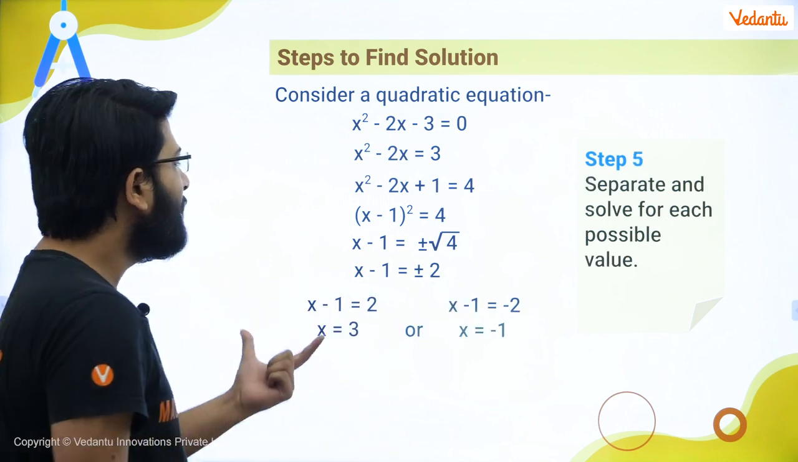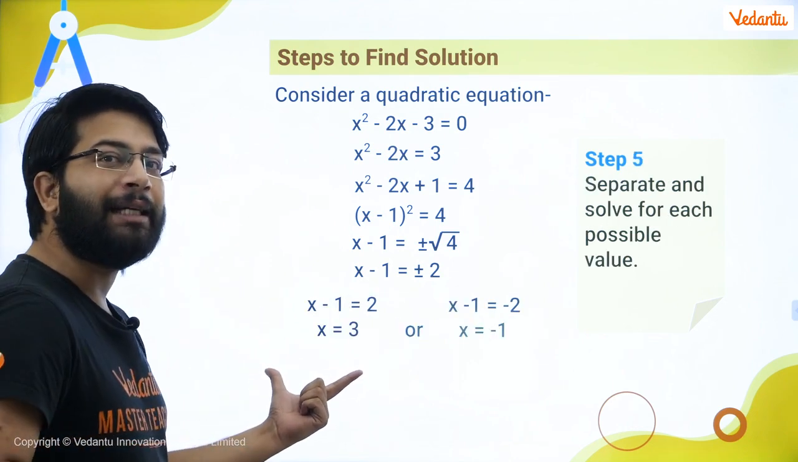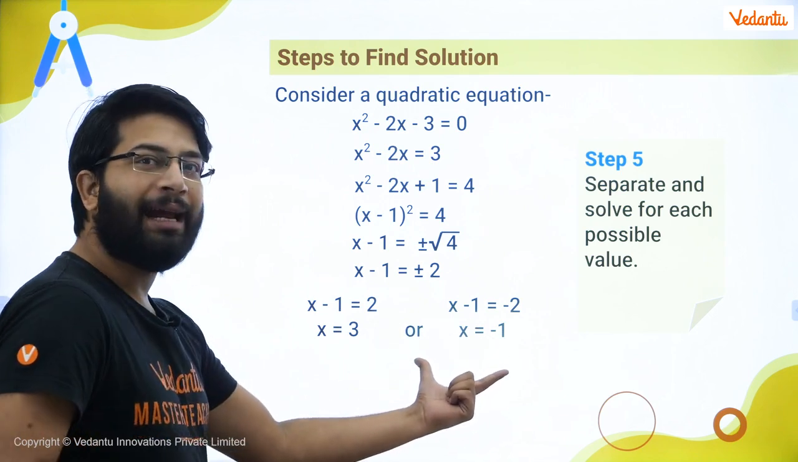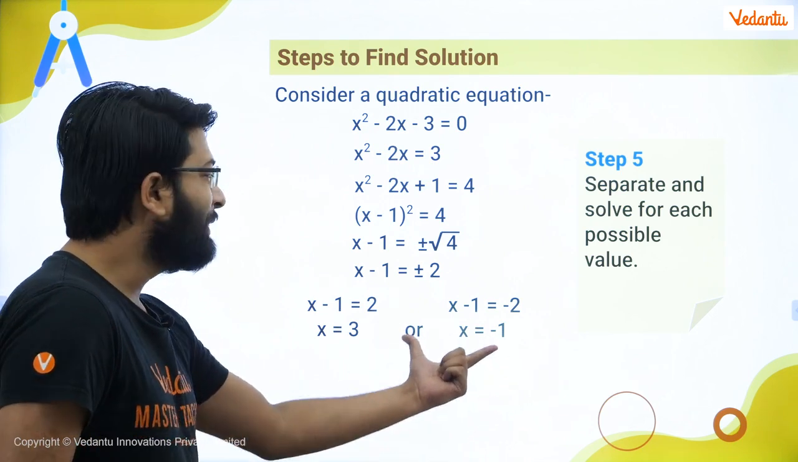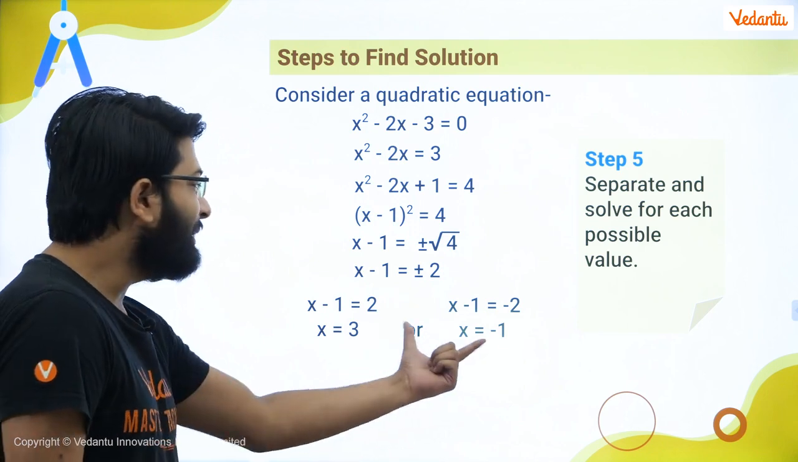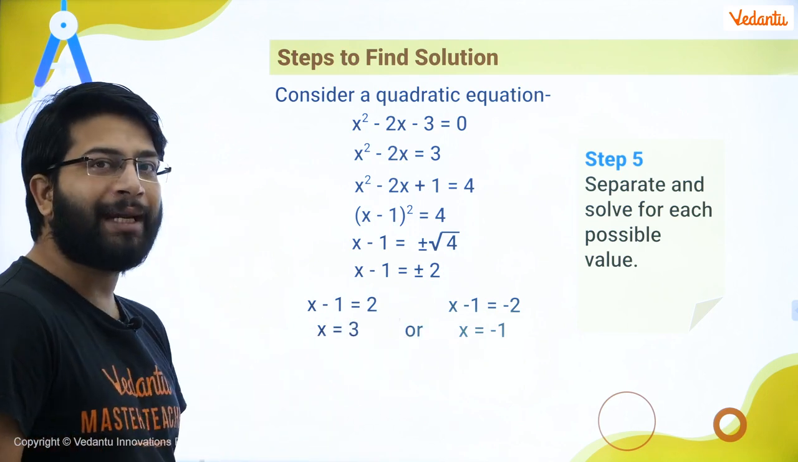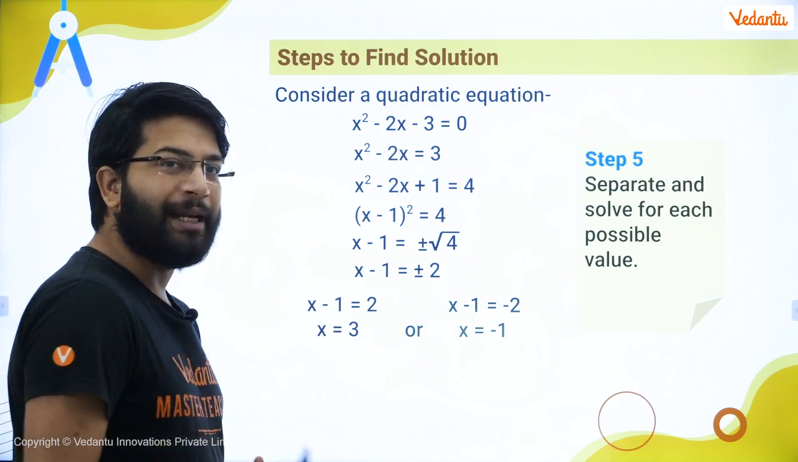From here, one time x minus 1 is equal to 2, so I will get x equal to 3, and one time x minus 1 equals minus 2, so x equals minus 1. And these values, x equal to minus 1 and 3, are the roots of the quadratic equation. I hope it is clear.